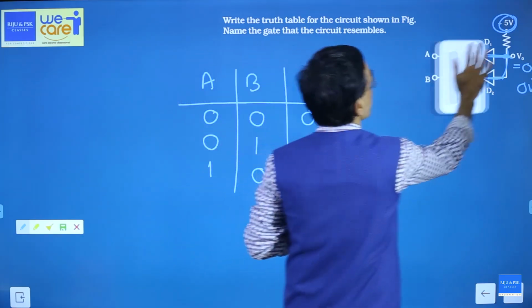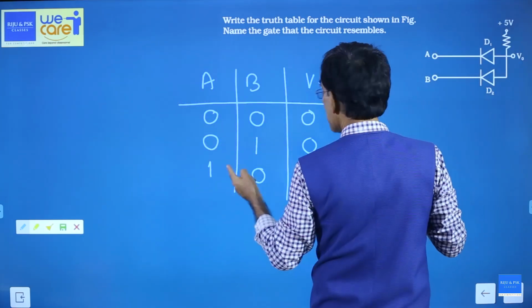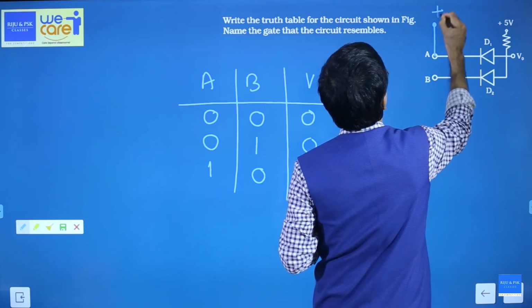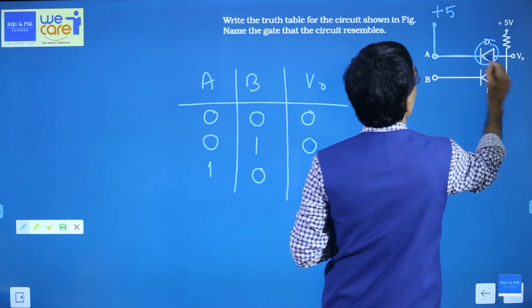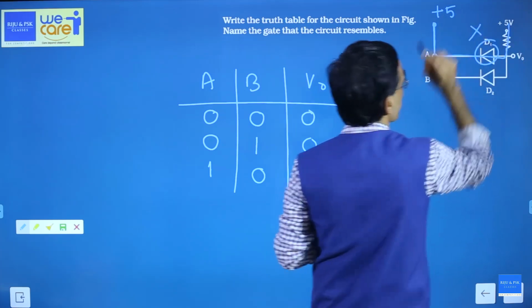Okay. Now the reverse, 1 and 0. What is 1 and 0? I'll tell you. 1 and 0 means A is 1, A is connected to +5. See this diode D1. Left side is +5, right side is +5. It will not conduct.